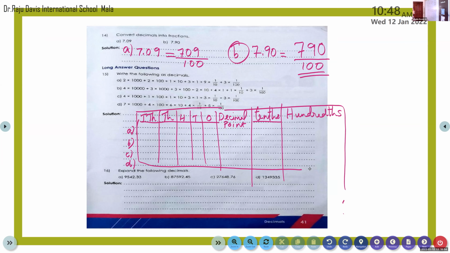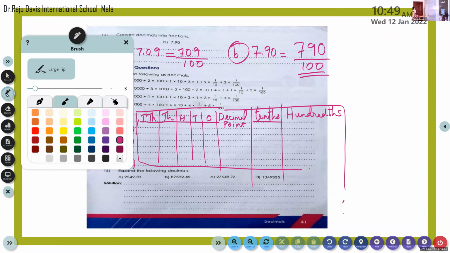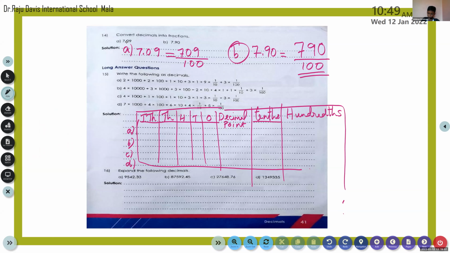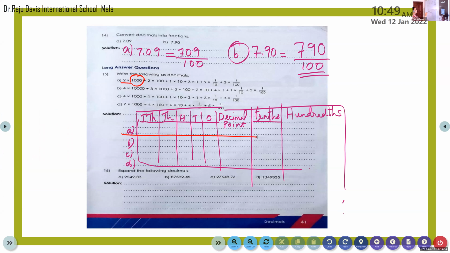What is given? That is 2 into 1000. Yes, children. 2 in which place? 2 into 1000. So where will we write 2? Question number A. 2 in thousands place. Then 2 in 100 place.